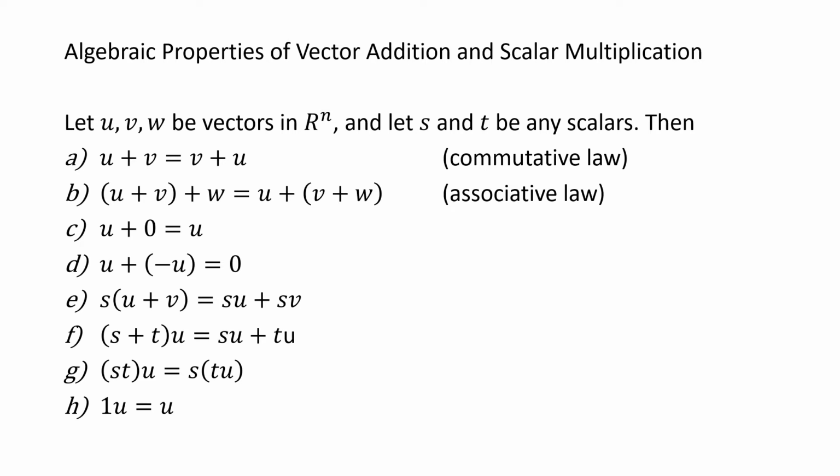So the first thing is u plus v equals v plus u. That's called the commutative law. It says if you're adding two vectors, it doesn't matter what order you add them in. You can flip them back and forth. You're going to get the same thing.